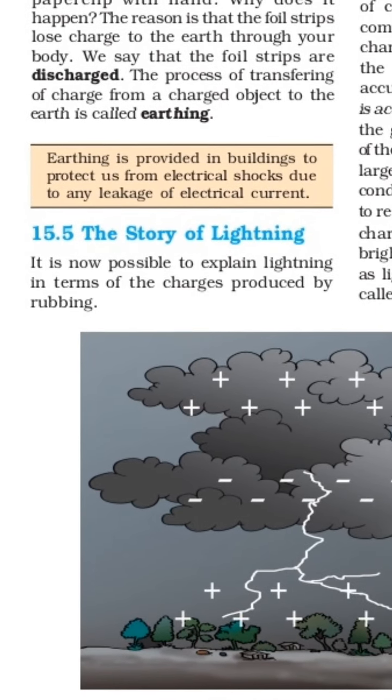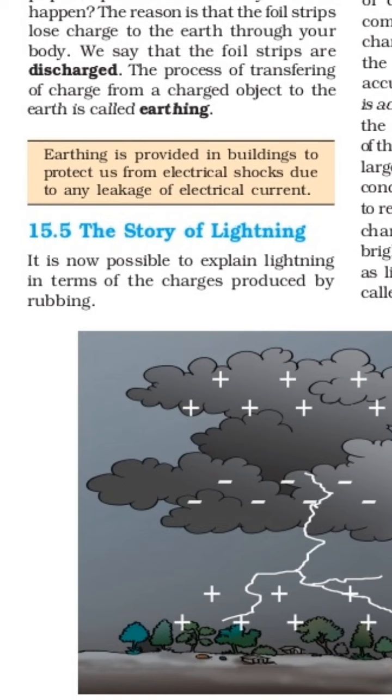Now, see our next point, the story of lightning. It is now possible to explain lightning in terms of charges produced by rubbing. First, in this chapter we learned how objects get charged by the rubbing process. Then we learned the types of charges. There are two types of charges: one is a positive charge, another one is a negative charge. We learned like charges repel each other and unlike charges attract each other. Then transfer of charges, how the electric discharge process happens, and the earthing process. Now it is easy to understand the lightning concept.